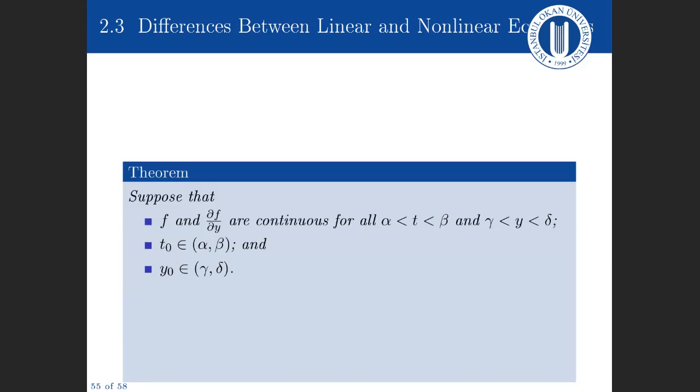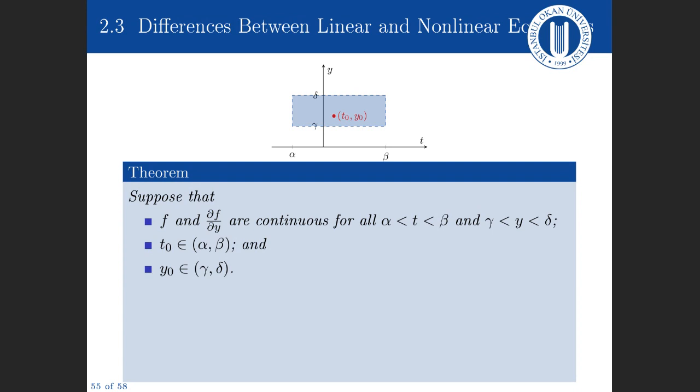Now let's go to a theorem for non-linear equations. Suppose now that f and df dy are continuous on a rectangle, t between alpha and beta, and y between gamma and delta. And let's suppose that the initial points t0 and y0 are also in these intervals. Here's a picture at the top.